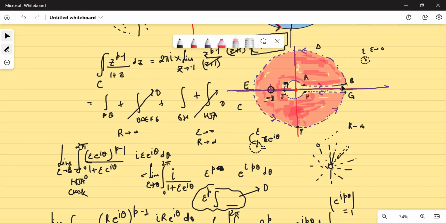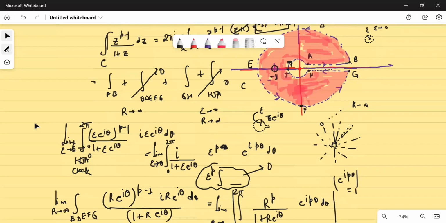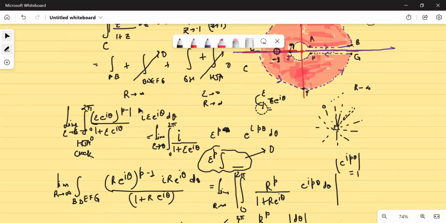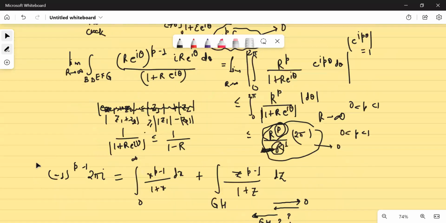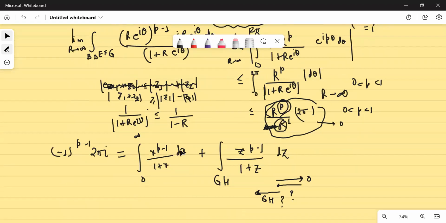But along AB, it happens that your function is simply along the x-axis. So it is being evaluated only along the x-axis. So what you can do is simply write that z equals x. So what I did was I simply wrote z equals x, and this is x raised to power p minus 1 dx upon 1 plus x.